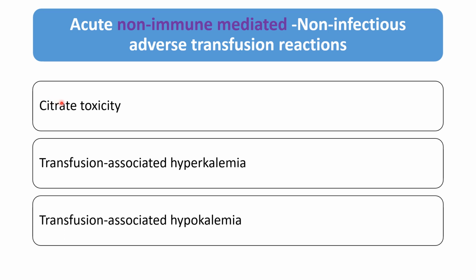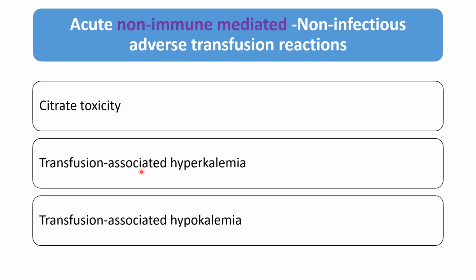Patient can also develop citrate toxicity if a large volume of blood is given to the patient. Because increased plasma citrate chelates the calcium ion, patient will develop hypocalcemia because of citrate toxicity, and symptoms of hypocalcemia will occur. Transfusion associated hyperkalemia and hypokalemia both can occur.